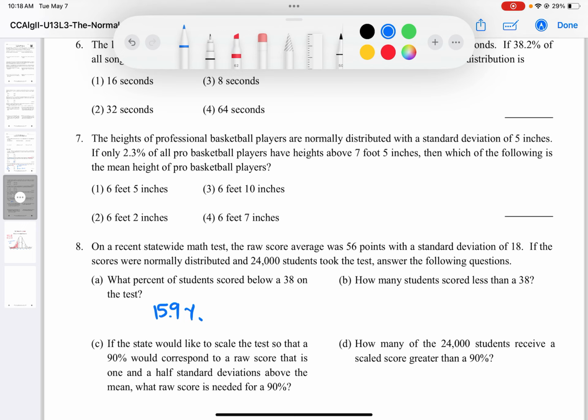So how many students scored less than the 38? Well, we need to know what 15.9% of 24,000 is. Convert this to a decimal, which of course, if you don't know the trick, you're just dividing by 100. So 15.9 divided by 100 is 0.159 times 24,000 equals 3,816 students scored less than the 38 on this test.